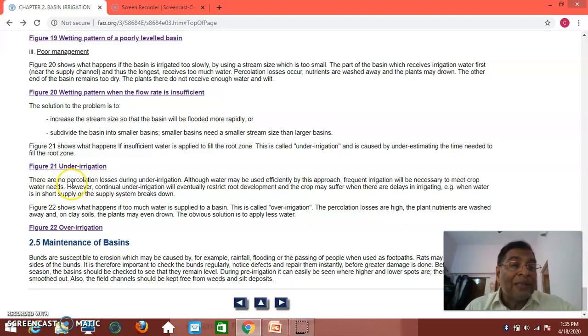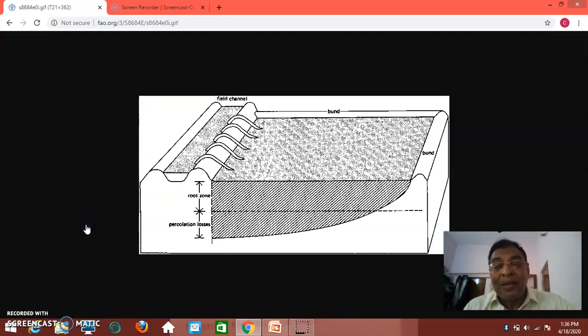That's why it is written there is no percolation process during under irrigation. Although water may be used efficiently by this approach, frequent irrigation will be necessary to meet crop water needs. However, continual under irrigation will eventually restrict root development. This is bad. Once in a while under irrigation is okay, but not always in the name of conserving water. Over irrigation is another thing. This is too much water wasted, almost equal to the amount of water required. So over irrigation is not at all permitted.